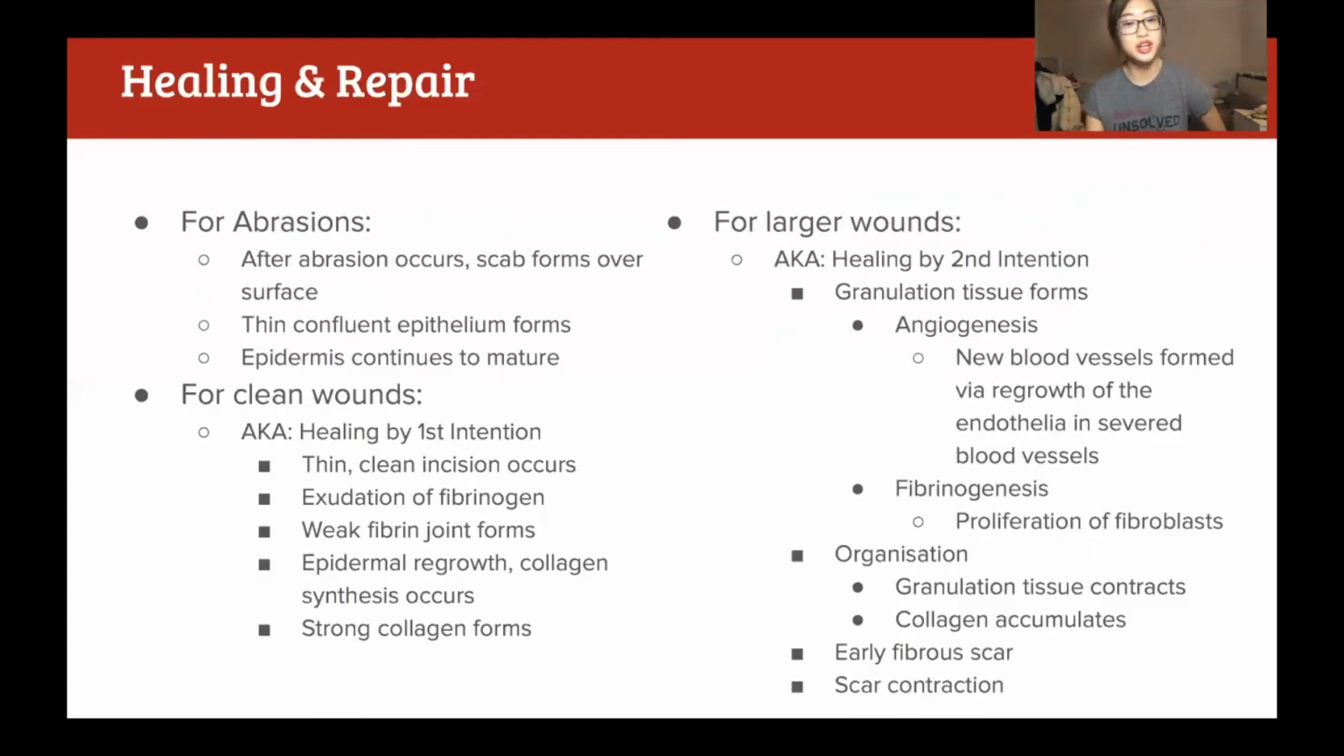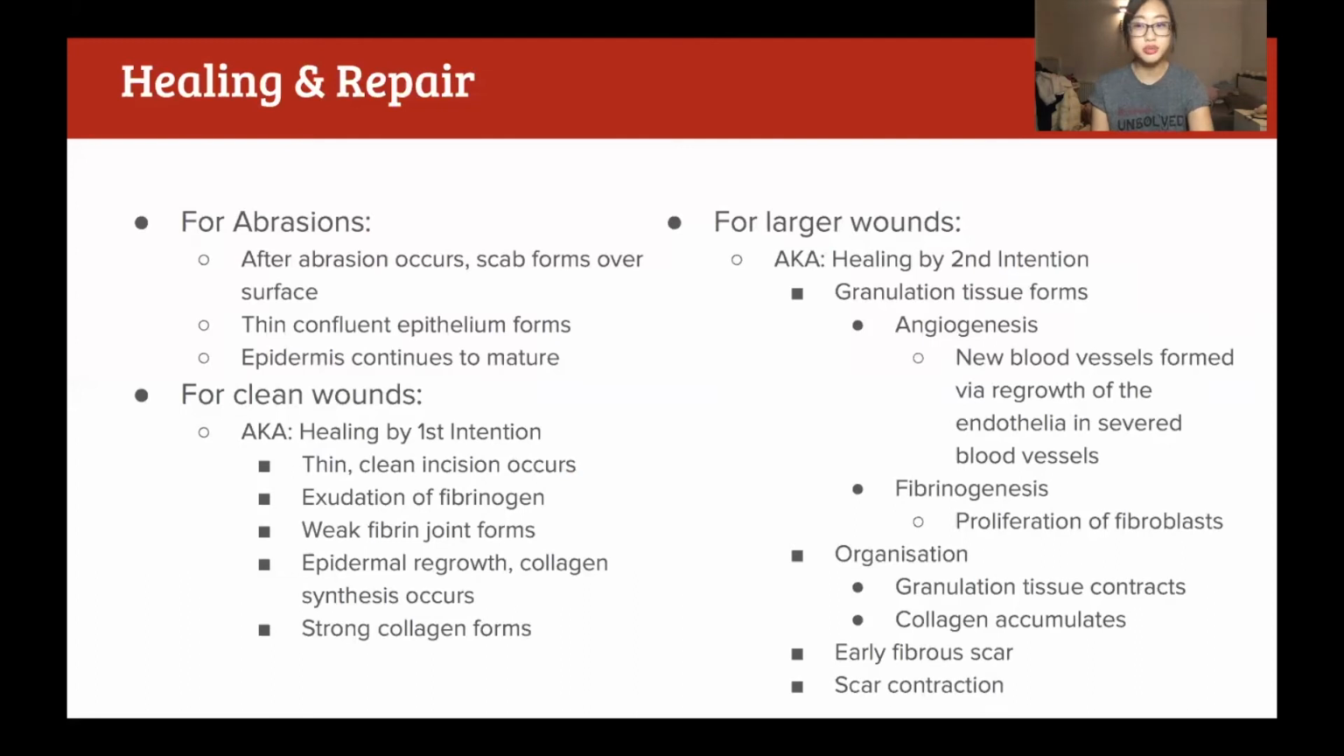Shut up. And basically what happens is that when an abrasion occurs, a layer of skin is sloughed off. After that, a scab will form over the surface of the abrasion. So a thin confluent epithelium will form.